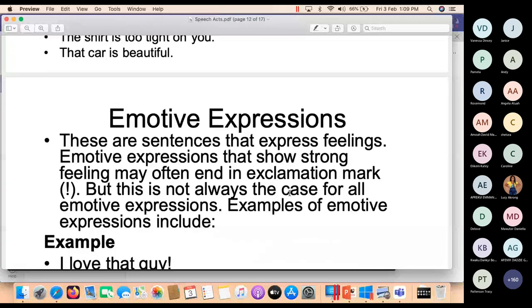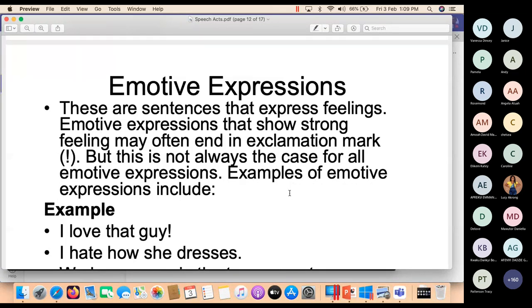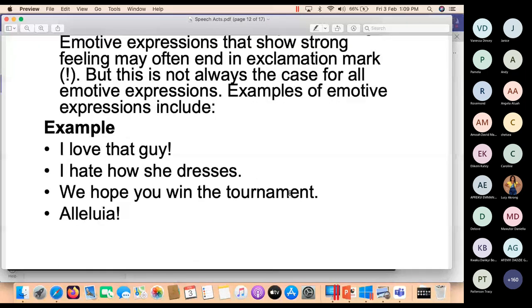Then you have the emotive expressions, sentences that express feelings. Emotive expressions show strong feeling, sometimes they end in an exclamation mark and sometimes not. So, for example, I love that guy. That's emotive. I hate how she dresses. That's emotive. We hope you win it. That's emotive. Hallelujah. That's an emotional expression.